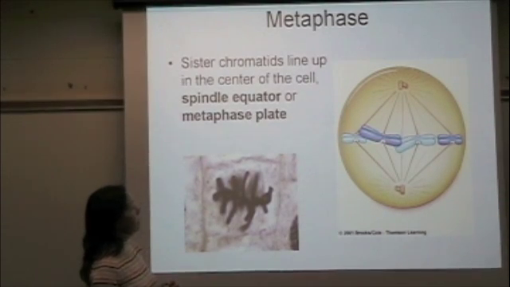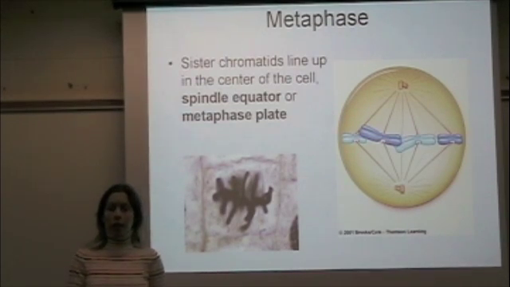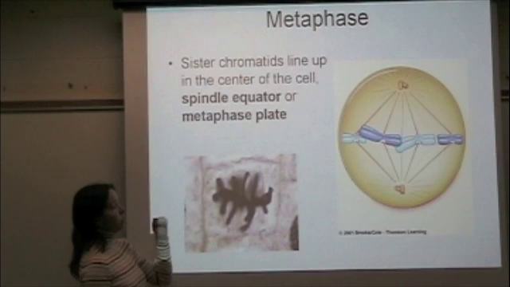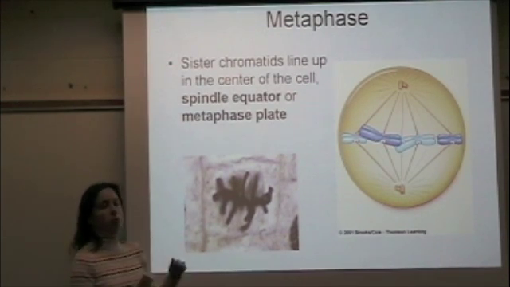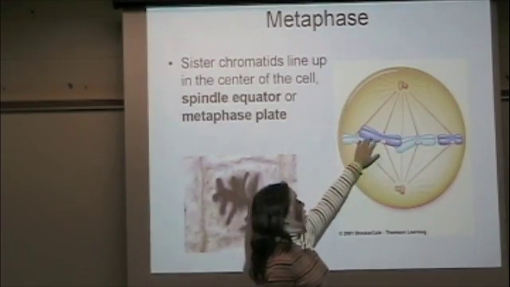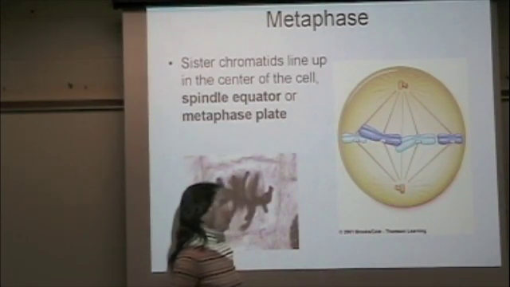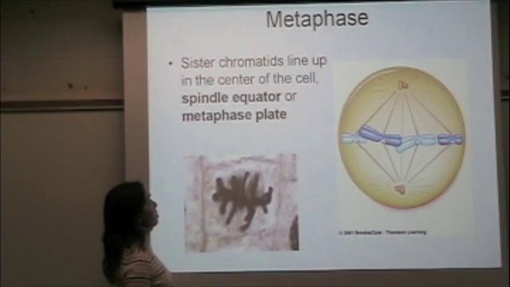The next stage is metaphase, and when I think of metaphase, I think of midline, because that's what's going to happen to the chromosomes. The microtubules of the spindle are going to pull and push those chromosomes until they are all lined up in a row right on the middle of the cell. Okay? So this arrangement, again, is due to the spindle apparatus.